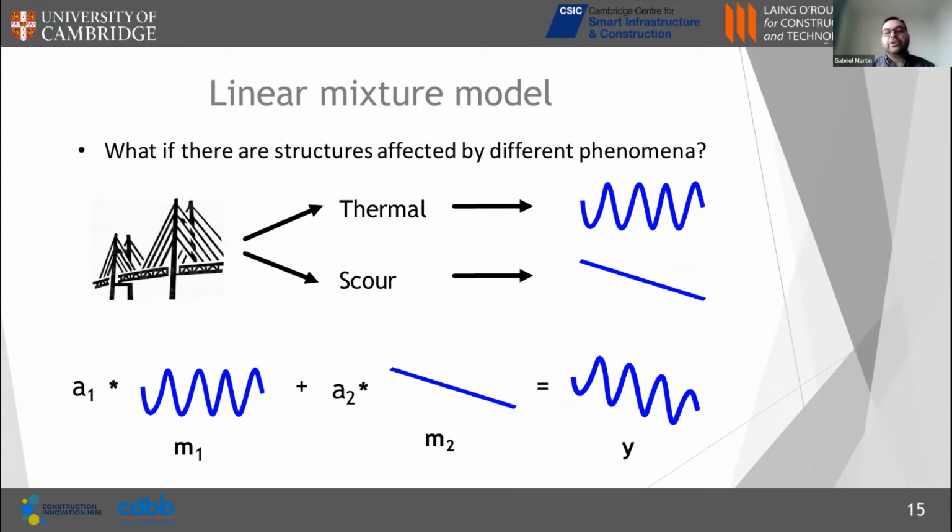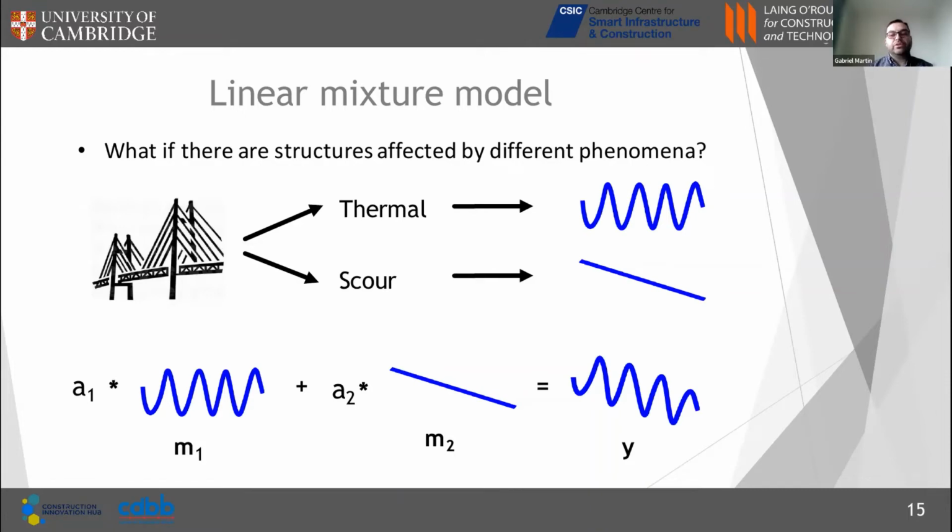And then, for instance, you may have a little bit of scour, which promotes negative displacements constantly over time. So what we are going to observe on the bridge is a mixture of the two patterns associated with the different phenomena. We are going to assume that this mixture happens in a linear way.